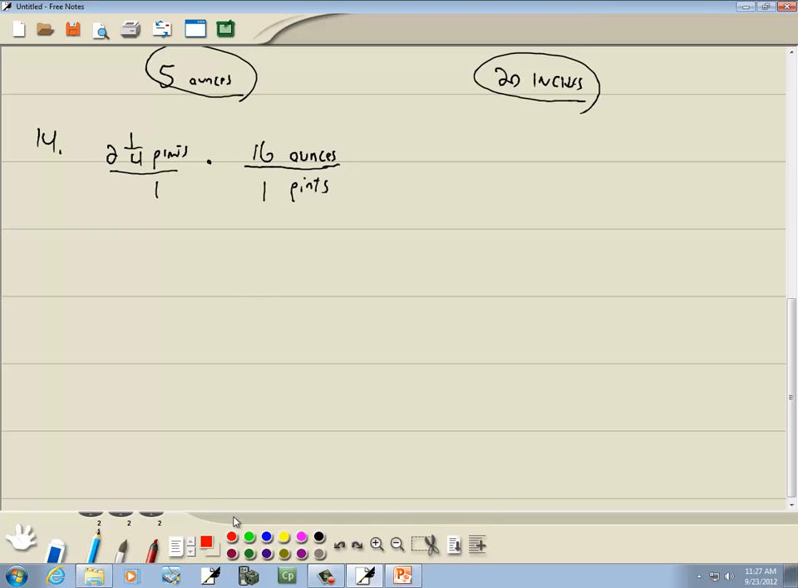Okay. Now the pint is going to cancel here. And we got 2 1/4 times 16 ounces. Now, if we're going to multiply these together, I want to put them both in fraction form. This is a mixed number, so I'll take 2 times 4 is 8, plus 1 is 9, so this becomes 9 fourths, times 16 over 1 ounces. Well, the 4 and 16 both divide by 4. 4 divided by 4 is 1, 16 divided by 4 is 4. 9 times 4 is 36, so we've got 36 ounces.